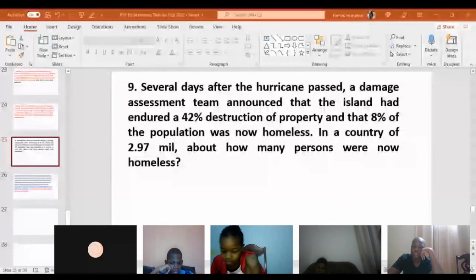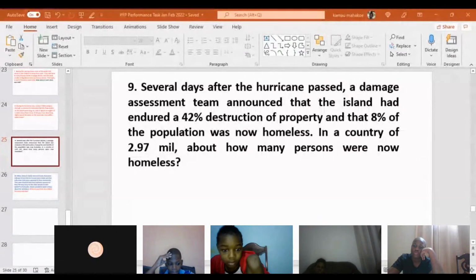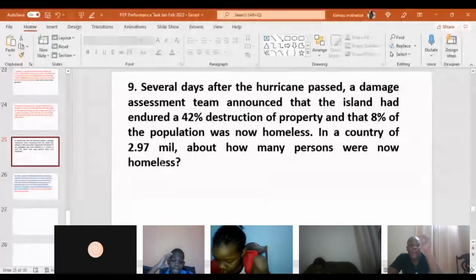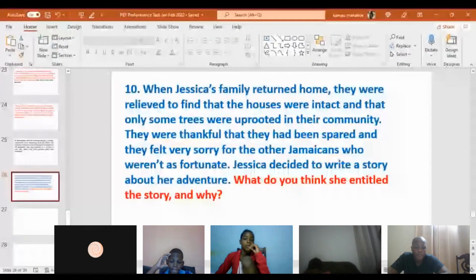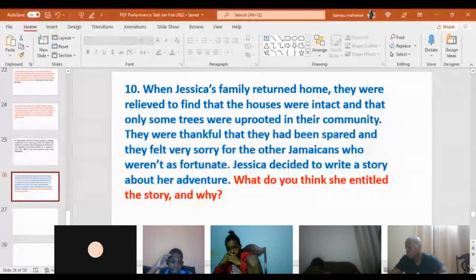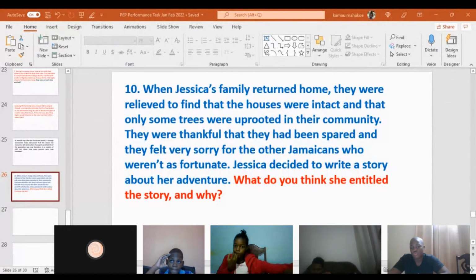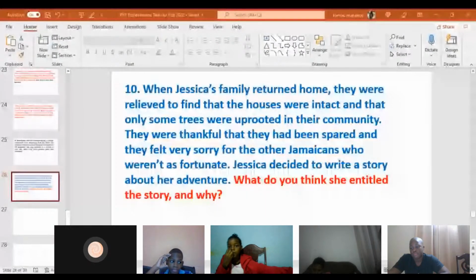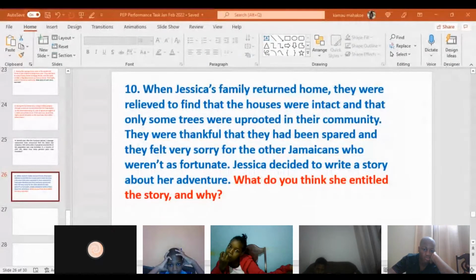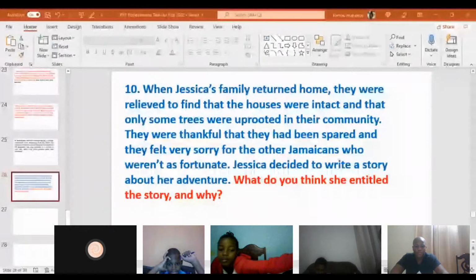Okay, so Ariella is back. Ariella, can you read the last question for me, please? Question 10. When Jessica's family returned home, they were relieved to find that the houses were intact and that only some trees were uprooted in their community. They were thankful that they had been spared, and they felt very sorry for the other Jamaicans who weren't as fortunate. Jessica decided to write a story about her adventure. What do you think that she entitled the story and why?